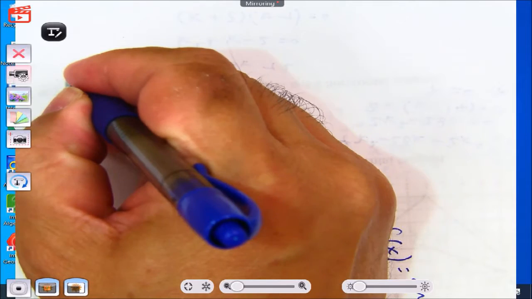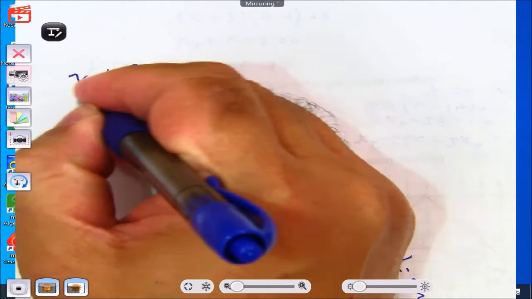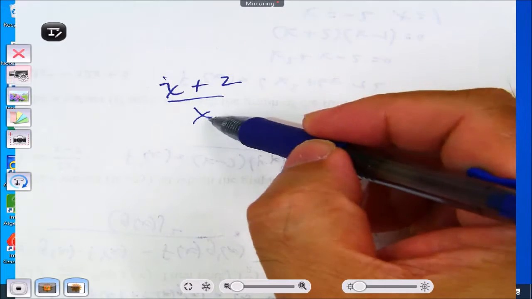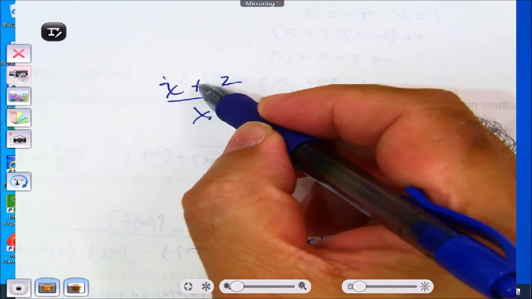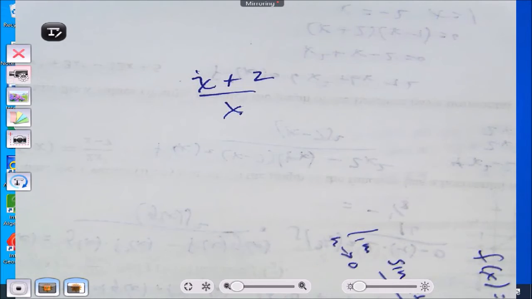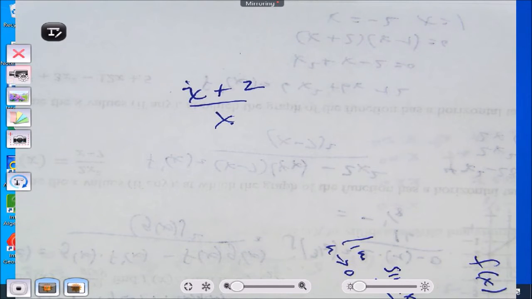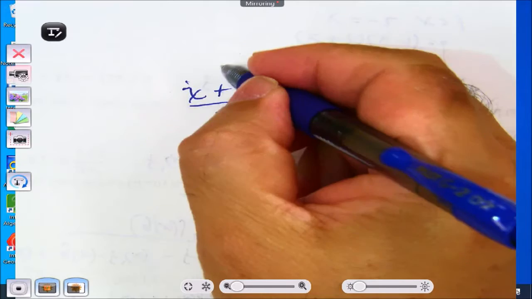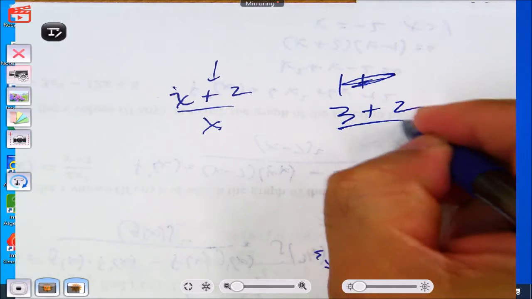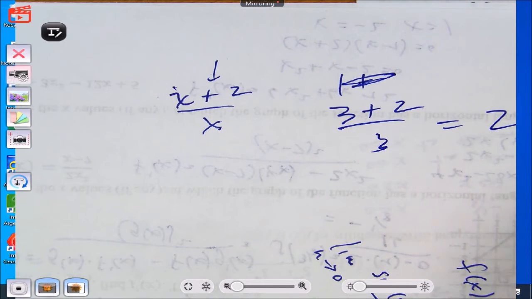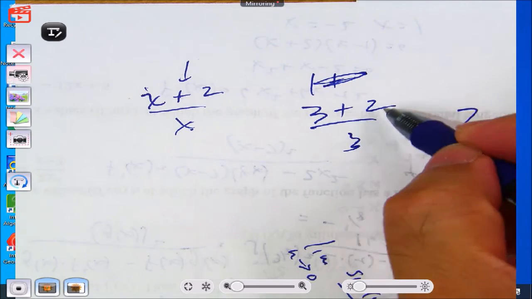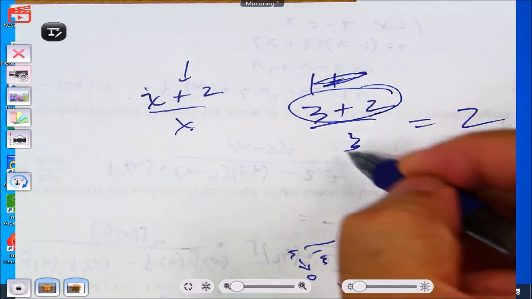If I have x plus 2 over x, your question is, can I cancel these two x's? No. Whenever something's being added to something, you cannot cancel it. What about subtraction? Same thing. Addition or subtraction, you cannot cancel. It's like saying 3 plus 2 over 3 is equal to 2, because the 3's would cancel. So you have to do order of operations. This must be reconciled before you can do any reducing.